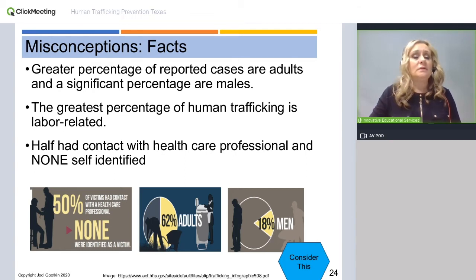Globally, labor trafficking is more common, making up 62% of the cases. And data also demonstrates that 50% of individuals who are in a trafficking situation were unidentified during their time with healthcare professionals because they did not self-identify. These are silent victims forced into situations of no fault of their own that we really have an opportunity to assist escape their situation.